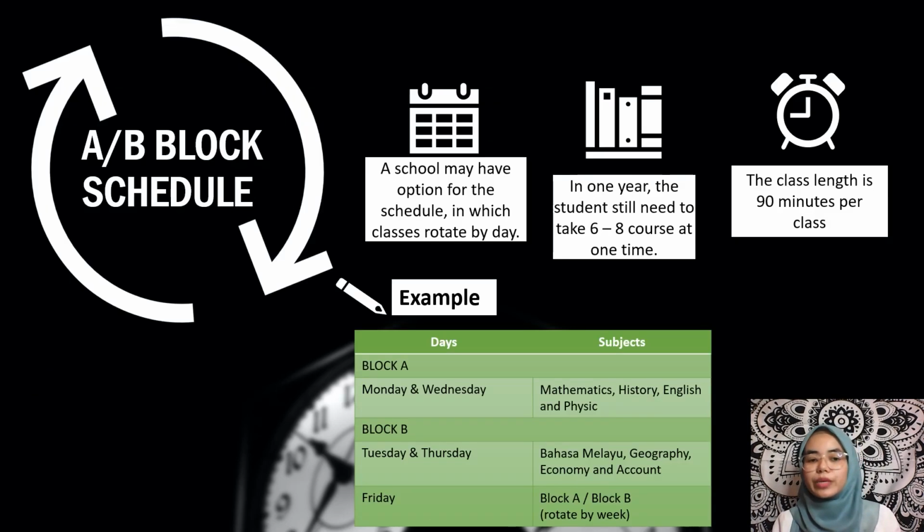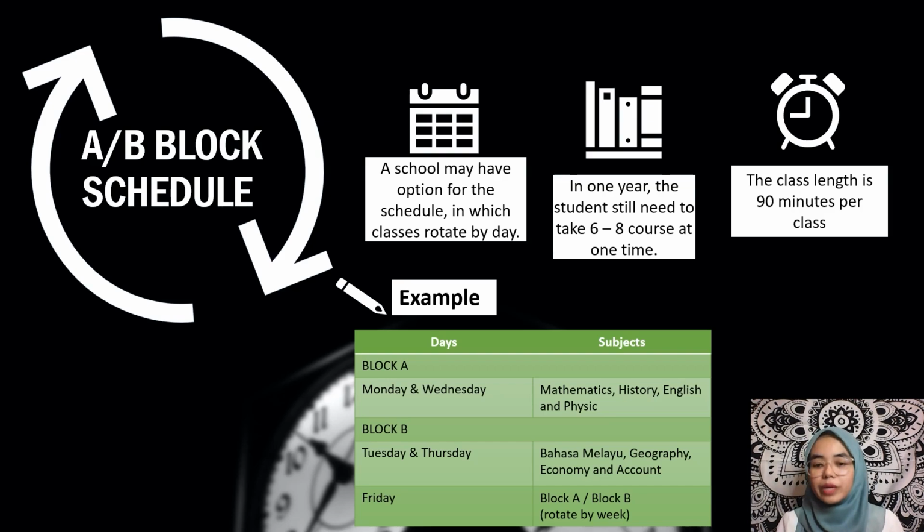Next, we will see the AB block schedule. A school may have an option for a schedule in which classes rotate by the day. In one year, the students still need to take 6 to 8 courses at one time. It depends on the school. Then, the class length is 90 minutes per class.